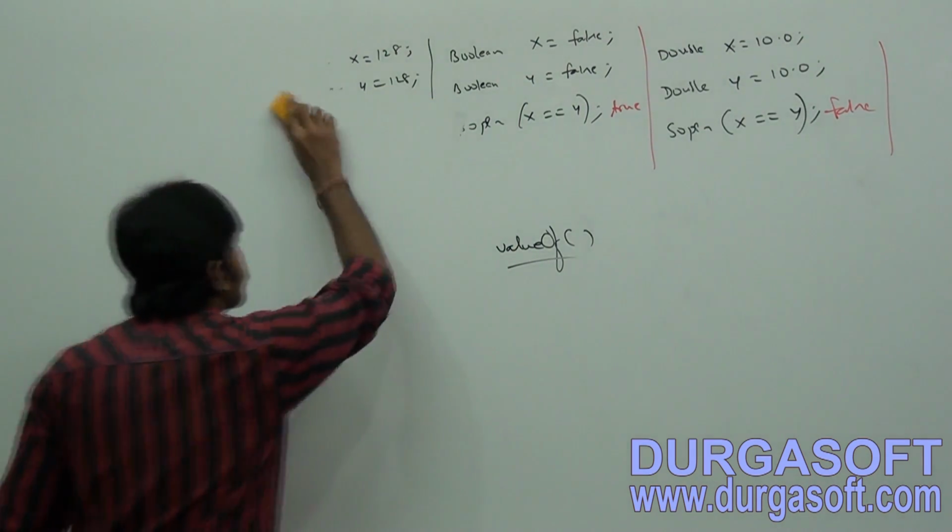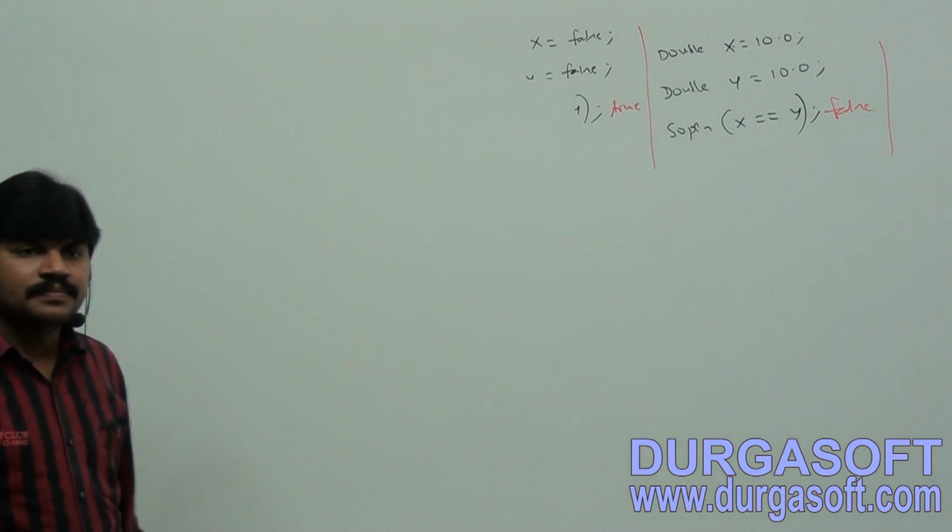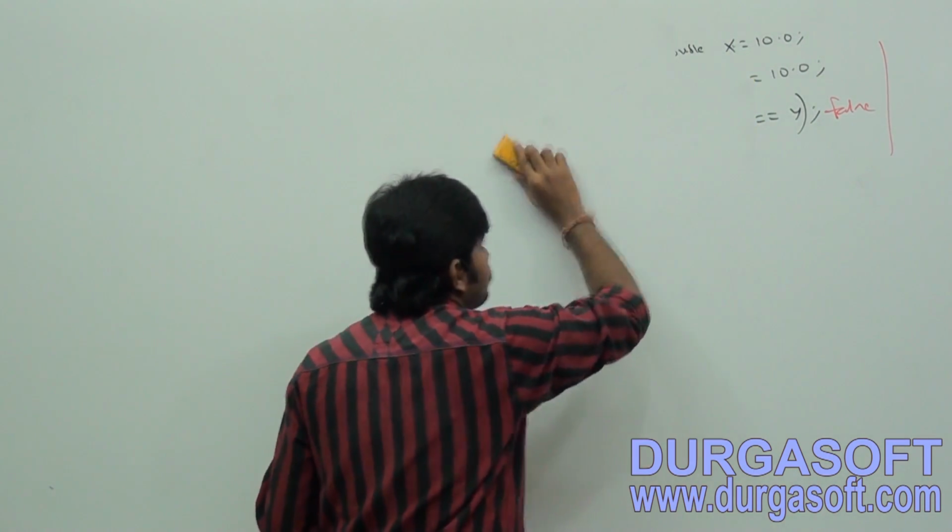Internally, the autoboxing concept is implemented using valueOf methods. Hence the buffer concept is applicable for valueOf methods also.